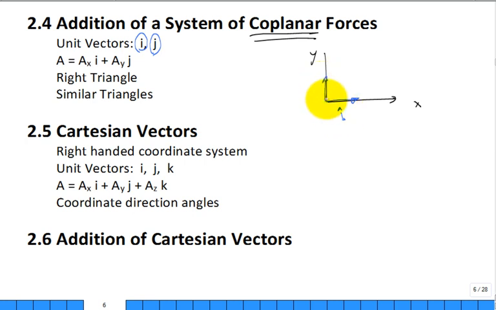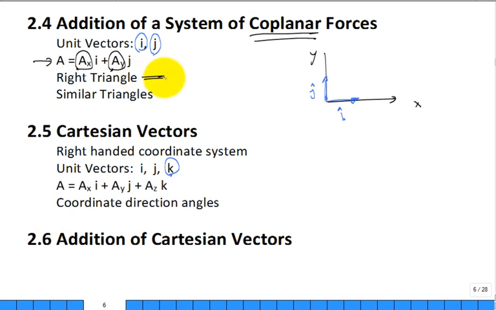J is a unit vector, has a length of 1, aligned with the Y axis. And when we get to 3D, guess what we're going to get? K is the third, aligned with the Z. So we can describe a force or a vector as the sum of something I plus something J in 2D in coplanar systems. So it's the magnitude in the X and the magnitude in the Y. A sub X, A sub Y.